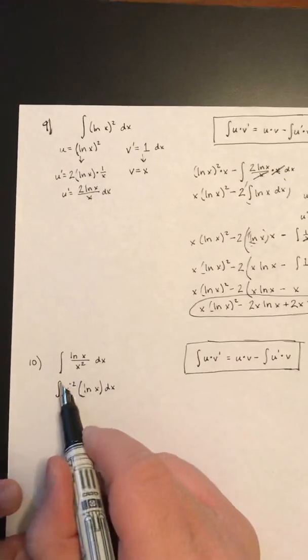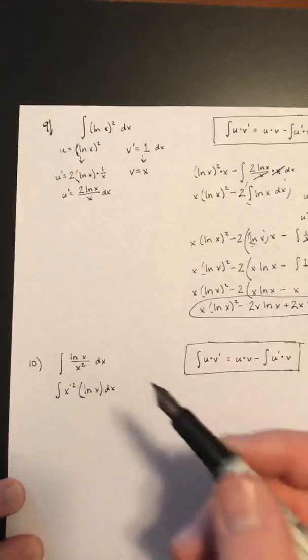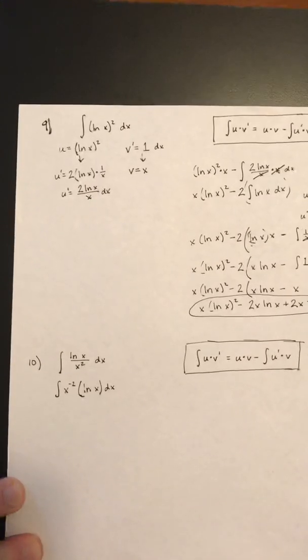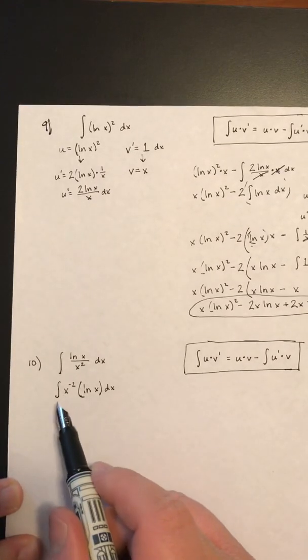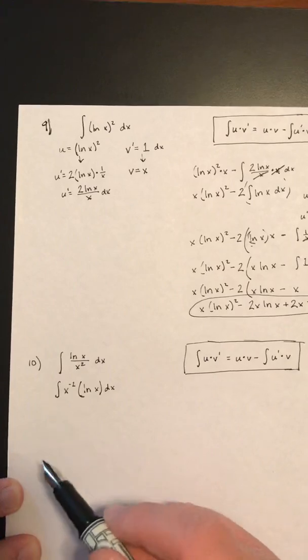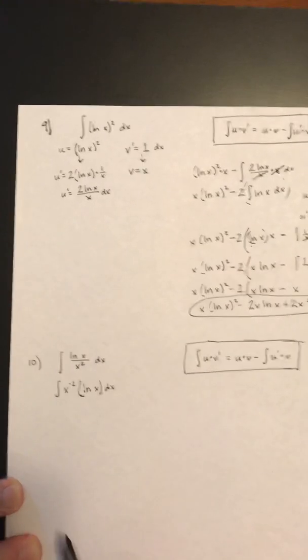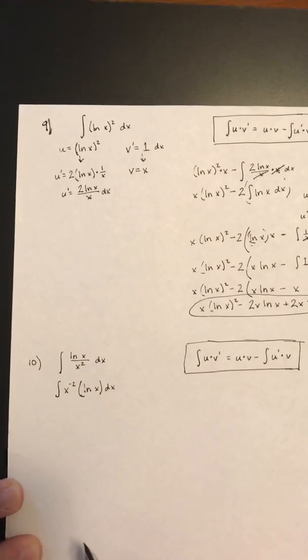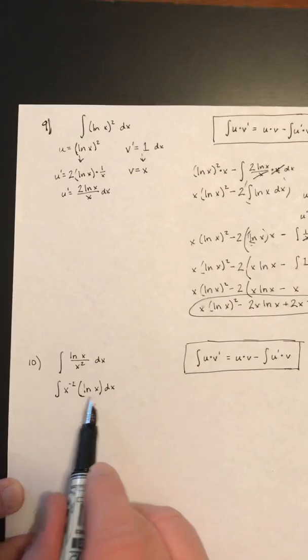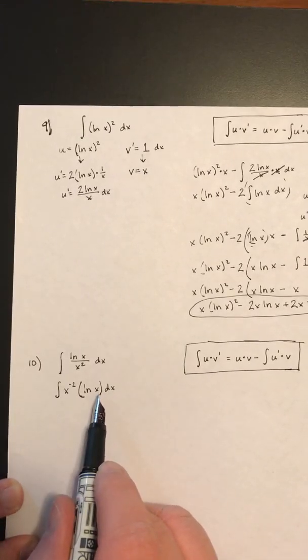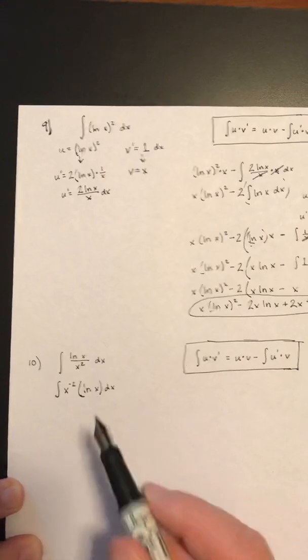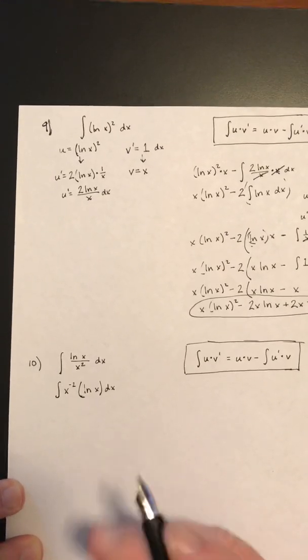Now, if you think about this x to the negative 2, if I take its derivative, it is not going to get prettier. It is only going to get worse the more I take its derivative. So I don't want to use that as my u. I would much prefer taking this ln of x, which is actually going to turn into something simpler if I take its derivative.